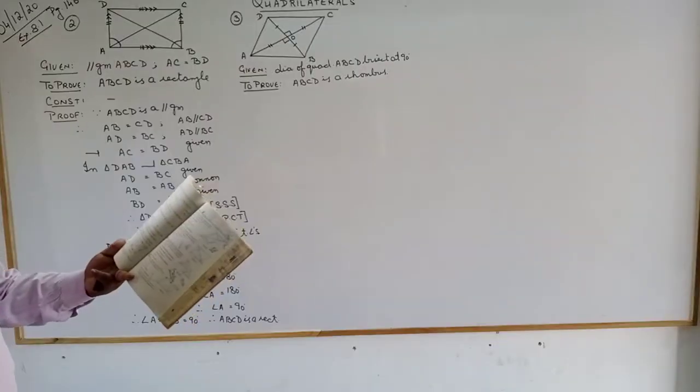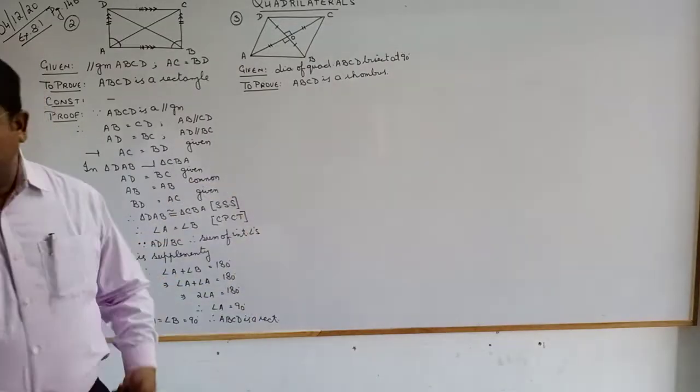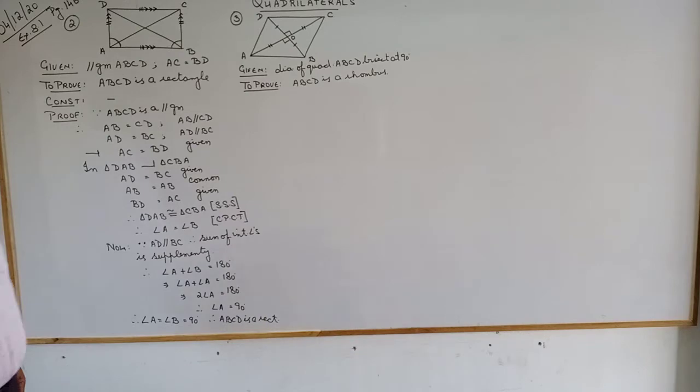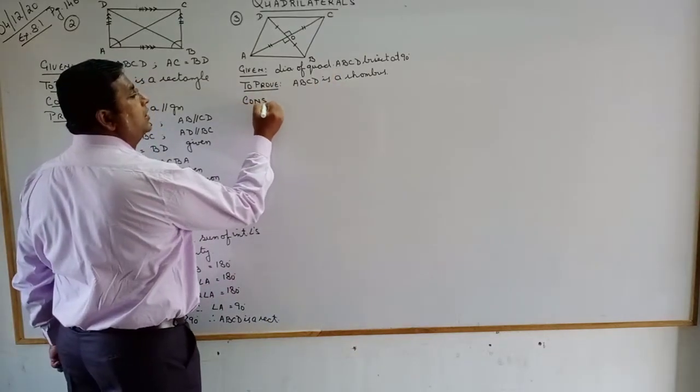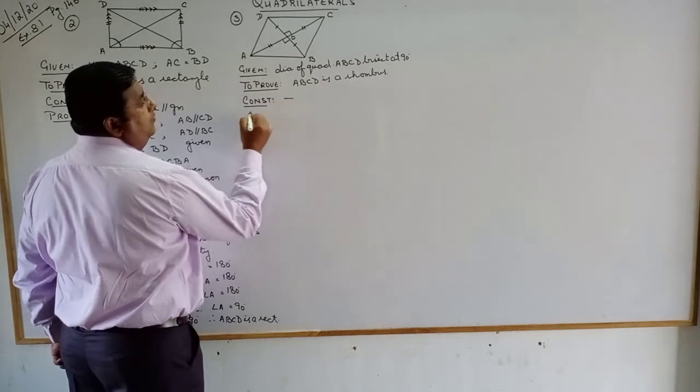ABCD is a rhombus. This is what we have to prove. Now again, write down what is given. Because the diagonals are bisecting each other, write it down. Construction not required. Proof.